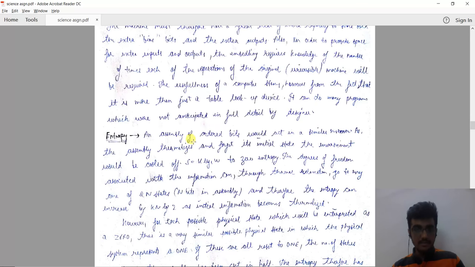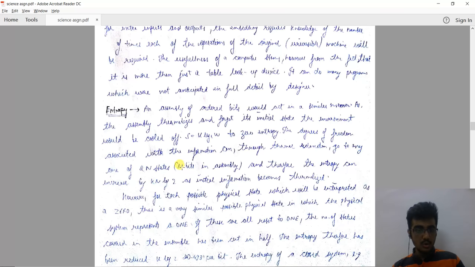Entropy. An assembly of ordered bits would act in a similar manner as the assembly thermalizes and forgets its initial state. The environment would be cooled off. So entropy is given by k log W, and it will vary to zero entropy. The degrees of freedom associated with the information can, through thermal relaxation, go to any of the 2 to the n states if there are n bits in the assembly, and therefore the entropy can increase by kn log 2 as the initial information becomes thermalized.